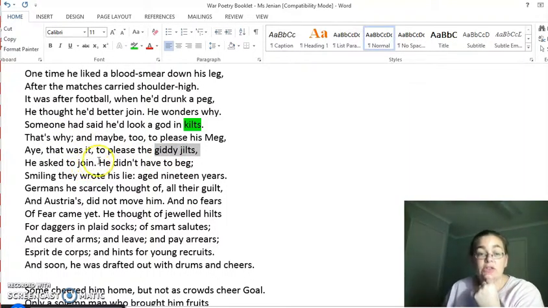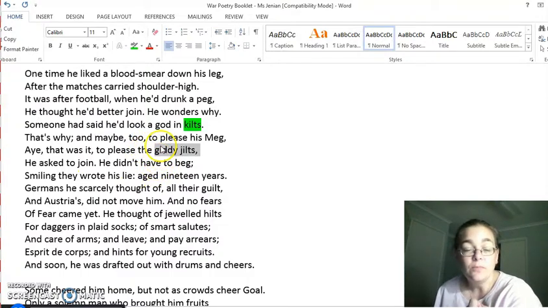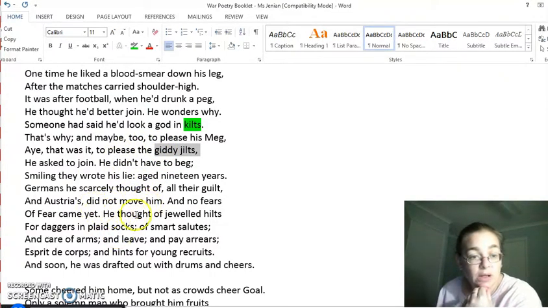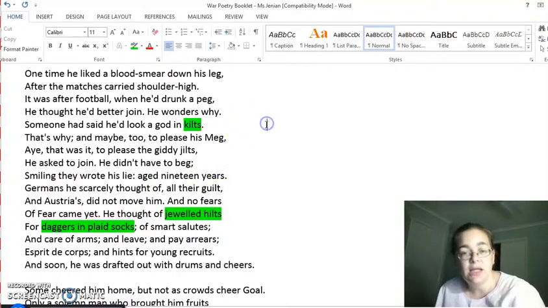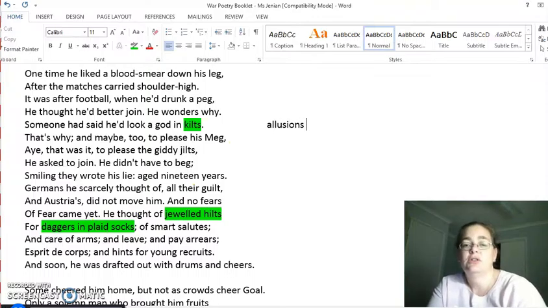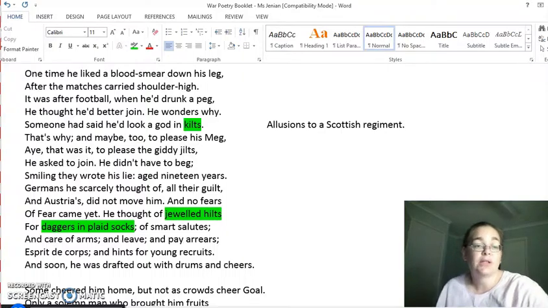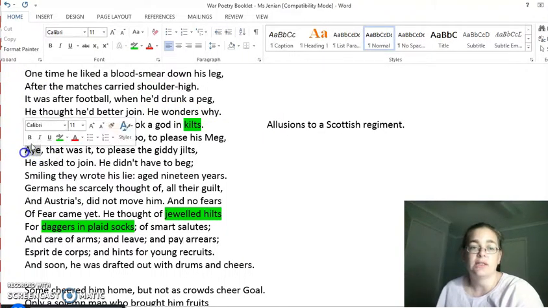He asked to join. He didn't have to beg. So he thought of jewelled hilts, daggers in plaid socks, some salutes, care of arms, leave, pay arrears, esprit de corps, I'll talk about them in a second, and hints from young recruits. So kilts, jewelled hilts, and daggers and plaid socks in particular are allusions to a Scottish regiment.